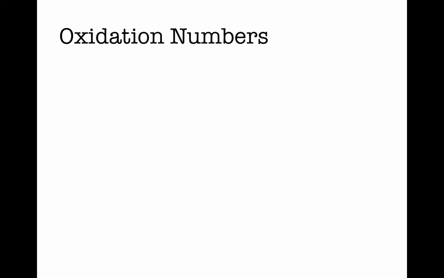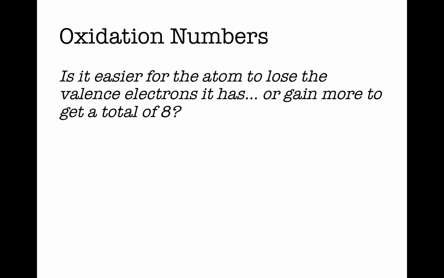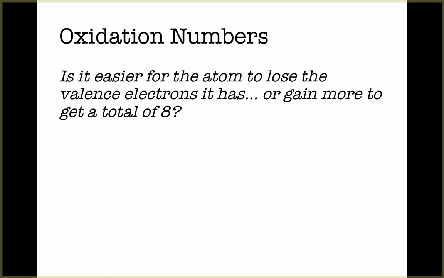All right, so talking about oxidation numbers, these are the charges that result from the loss or gain of valence electrons. So when you're looking at the s and p orbital families, that's 1A, 2A, and 3A through 8A, you have to ask yourself one question. Is it easier for the atom to lose the valence electrons it has or gain more to get a total of 8?